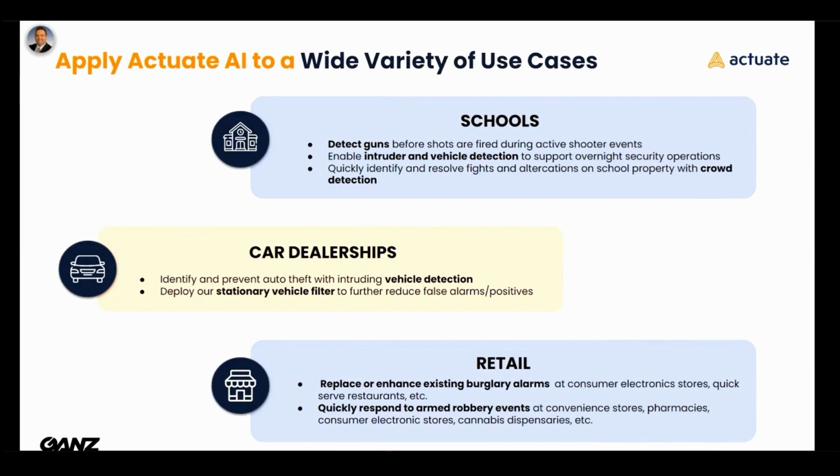At car dealerships, we help prevent auto theft with vehicle detection, and we dramatically reduce the false alarm problem with stationary vehicles. We have a stationary vehicle filter that has fixed that industry-wide issue. Then in retail environments, we replace or enhance existing burglar alarms, and we enable law enforcement to quickly respond to armed robberies at convenience stores, pharmacies, cannabis dispensaries, and the like.